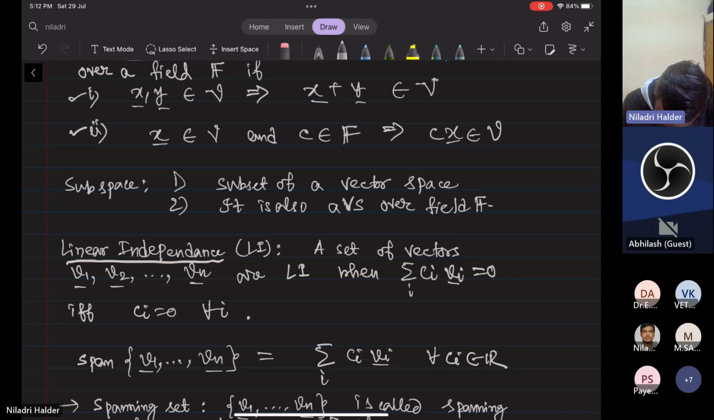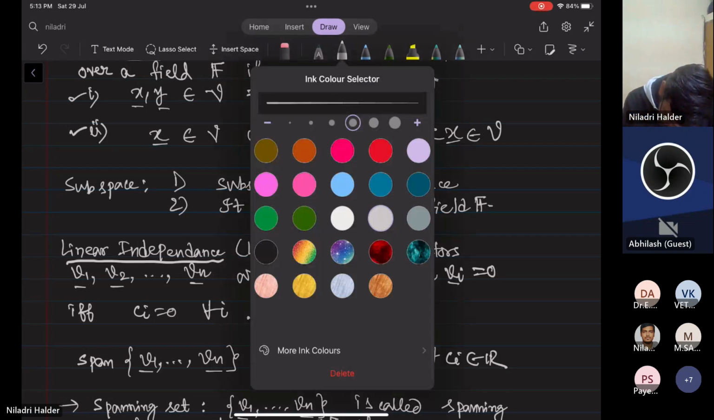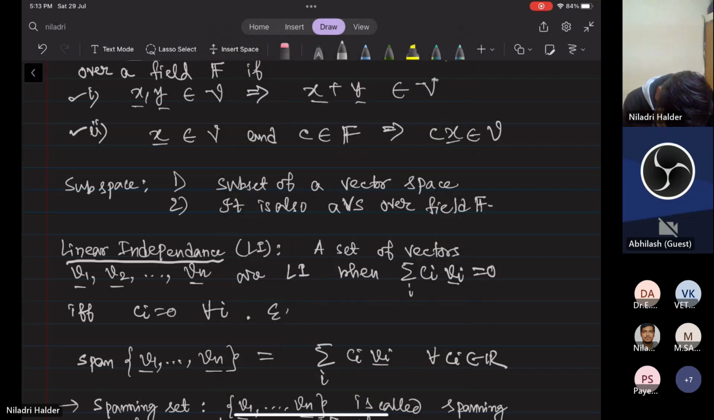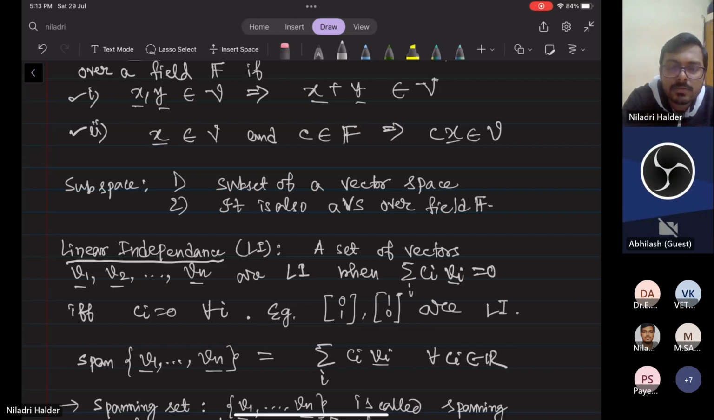Yeah, so the example can be: suppose this is the vector (0, 1) and then the vector (1, 0). These two vectors are linearly independent. Okay, so this is the example.